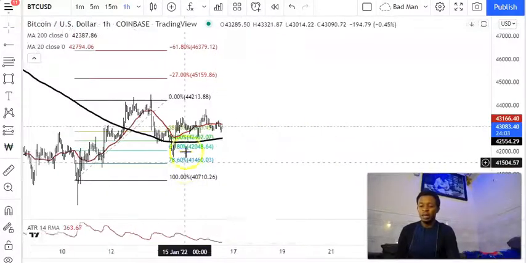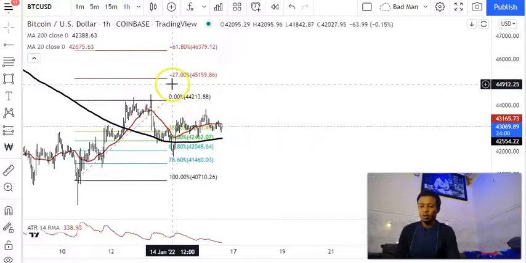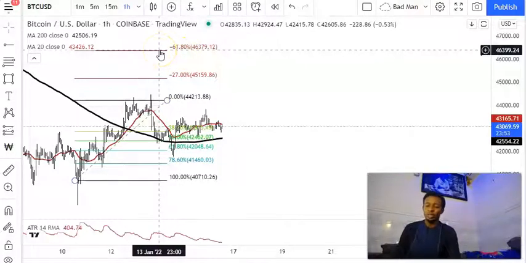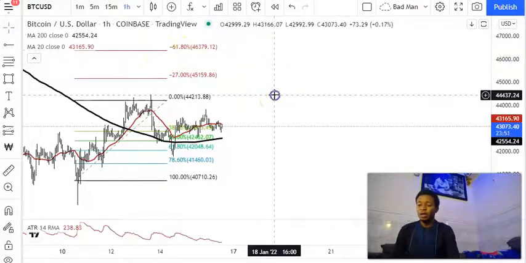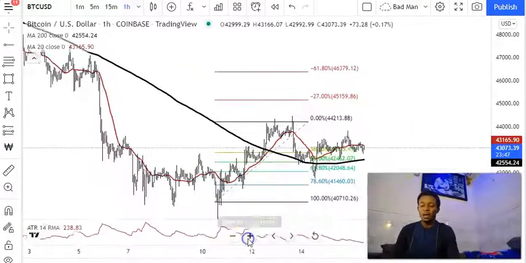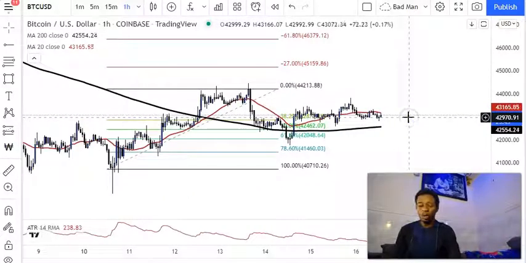Now, just for a quick recap, I'm looking at the 0.0% level, the minus 27% level, and the minus 61.80% level, which is the level where I'm looking to finally leave the market totally. This works on all time frames, depending on what time frame you are using, and this works best with the pullback trading strategy for myself.